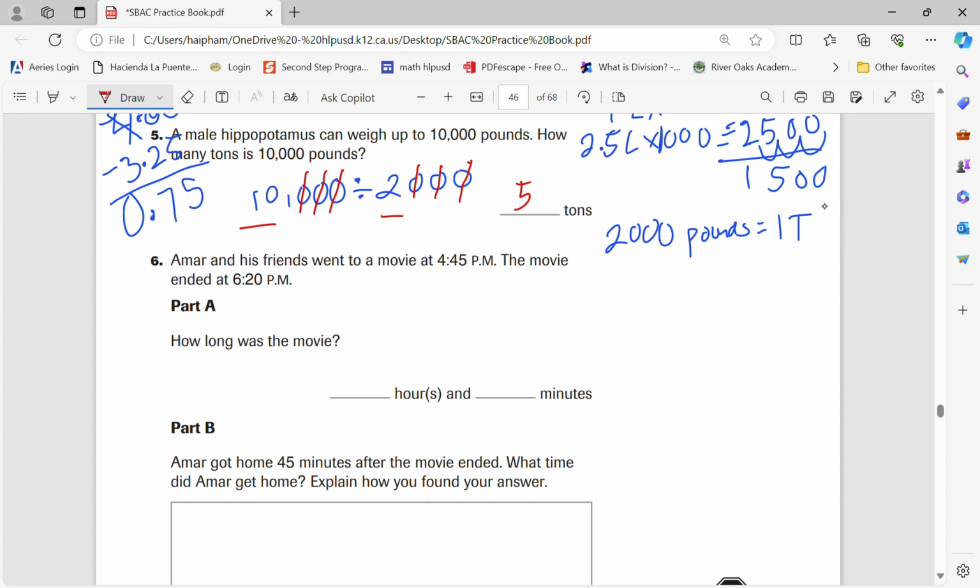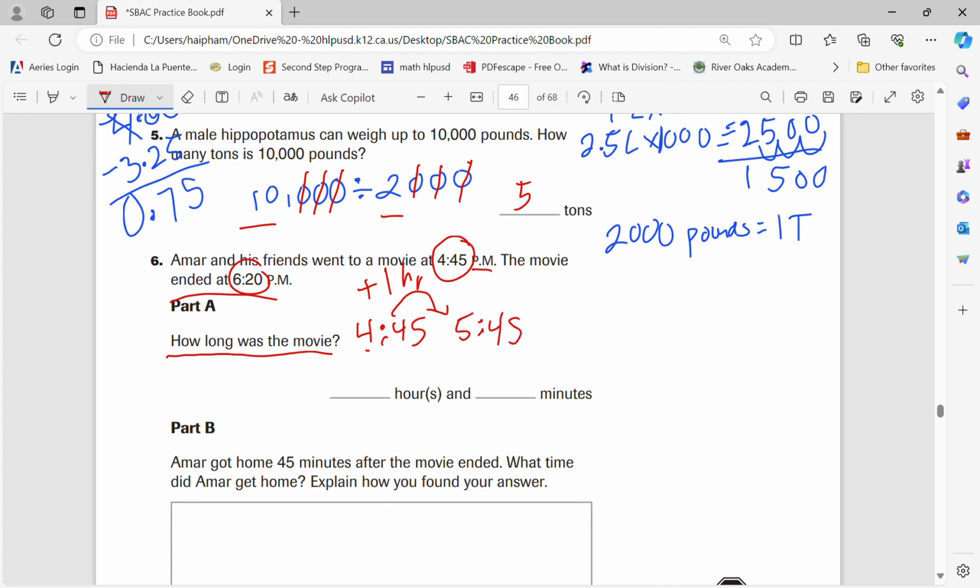Amar and his friend went to the movie at 4:45 p.m. The movie ended at 6:20 p.m. How long was the movie? Once again, I like to use a number line here. So let's start with our open number line at 4:45, and let's start by the hours. So we go from 4:45, let's add 1 hour here. That would make it 5:45.